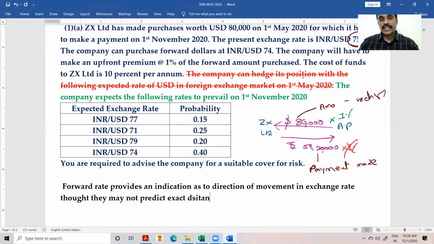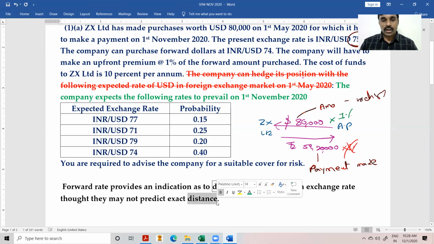Okay, distance they may not predict, but direction they can provide the hint. Distance and direction both are important. So, direction versus distance. Forward contracts provide a hint about direction, but not about the distance.